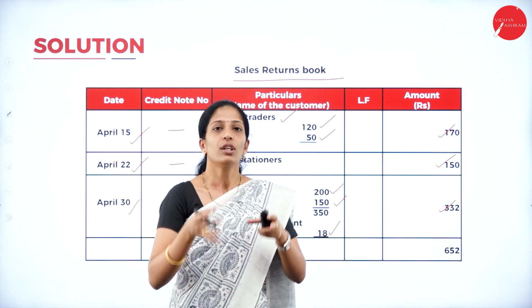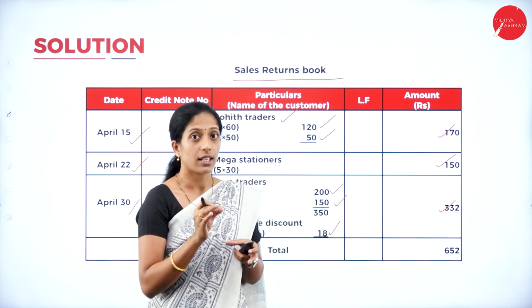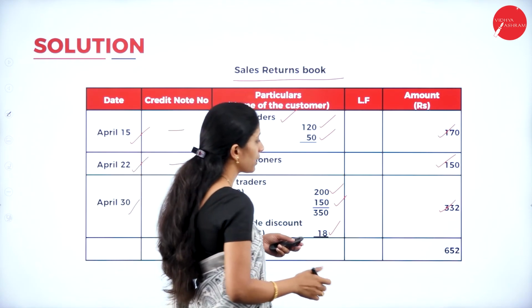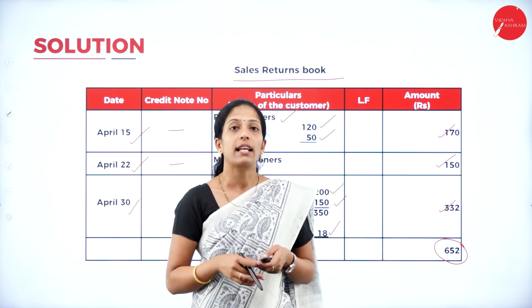Next, you add all the amounts in the amount column so that you can get the total of the sales returns book. That is 652. So this is how we are going to calculate the sales returns book.